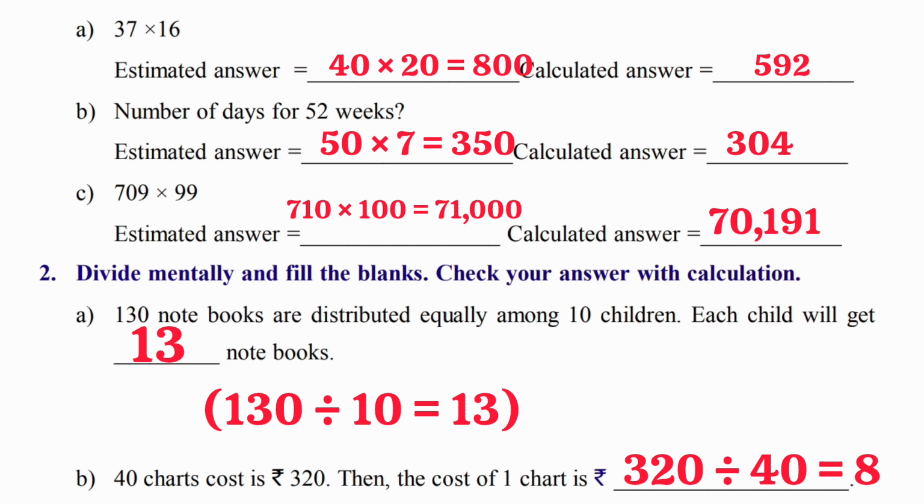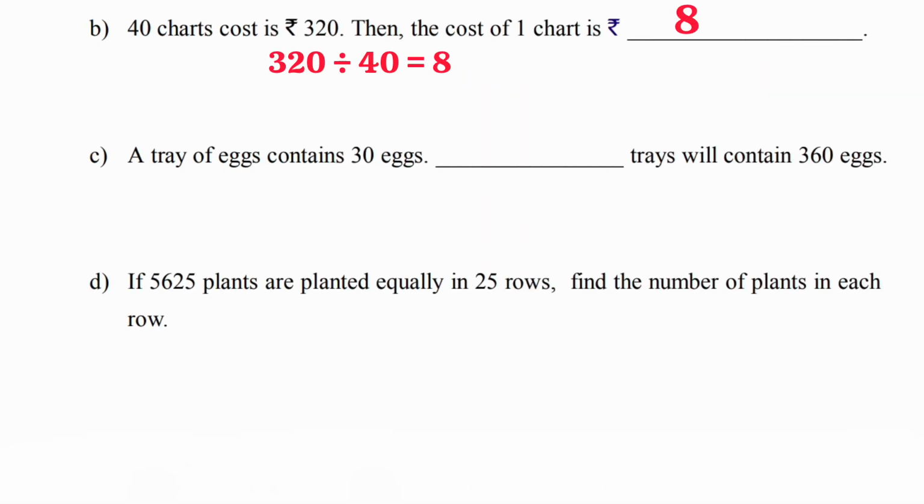Got it? Next, second one, 40 charts cost is rupees 320. Then cost of one chart is, so do the division. 320 divided by 40, you will get answer 8. So cost of one chart is 8 rupees. Understood? Okay, let's move on to the third one, which is a tray of eggs contain 30 eggs. Dash tray will contain 360 eggs. Okay, so do the division. 360 divided by 30, you will get 12. So answer is 12.